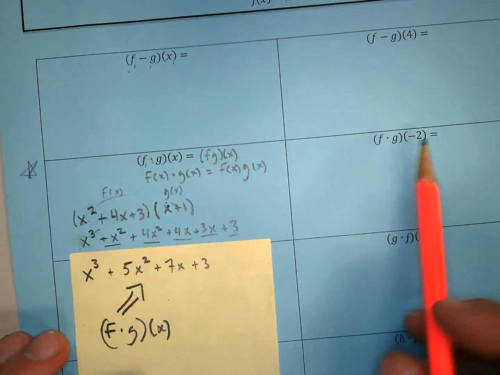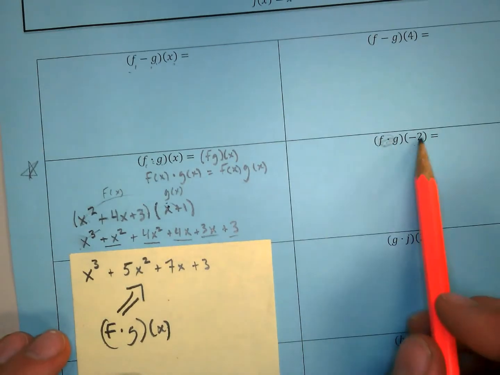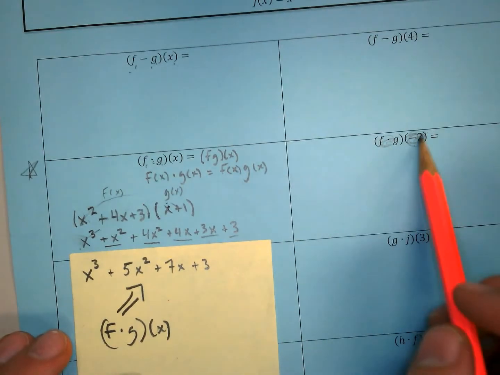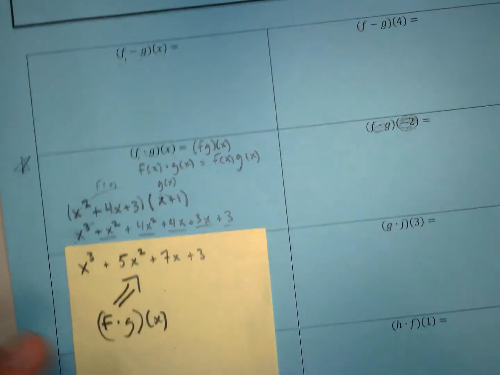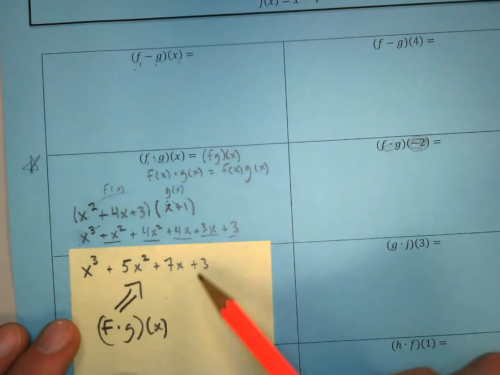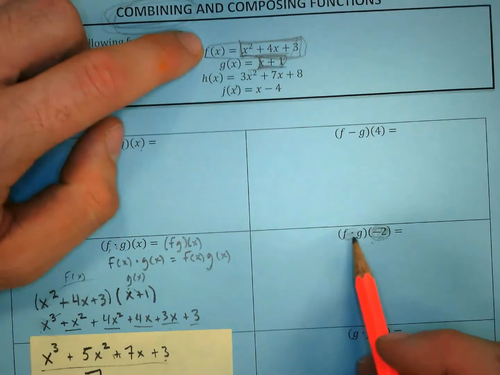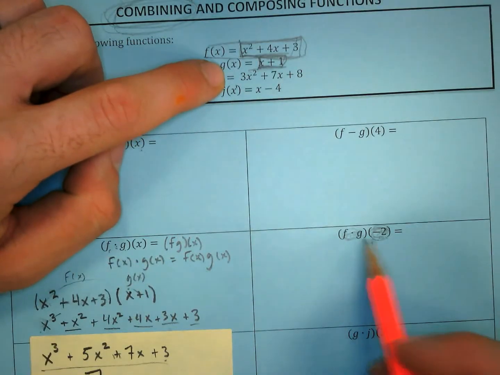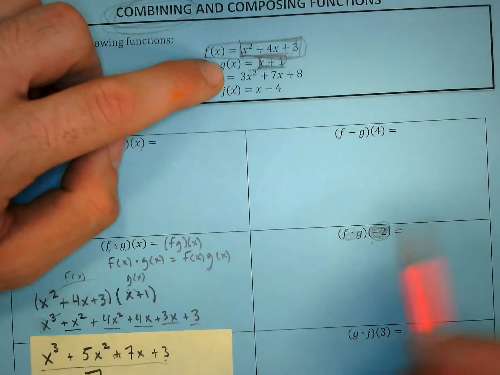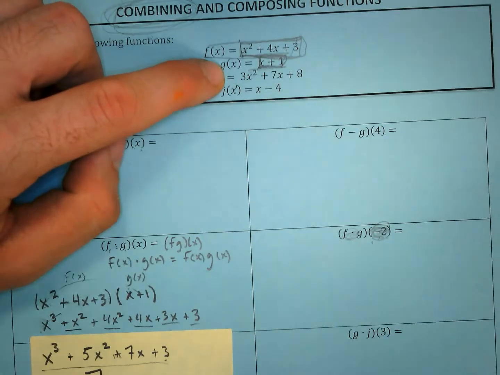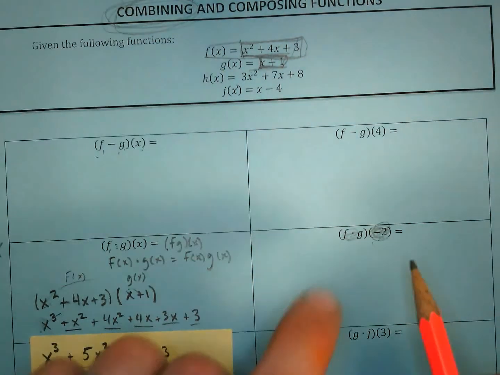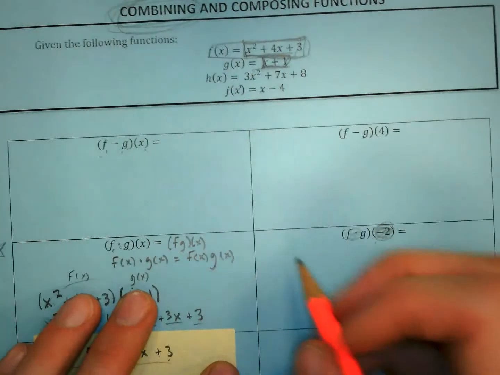Part 2 over here says, what is (f times g)(x), specifically when x is negative 2? So instead of x, we're going to put a negative 2. Now, you could do this two different ways. You could use what we just found, when we found what (f times g)(x) actually is. You could plug it in there. Or you could take f(x) and g(x), plug in a negative 2 into both of those, and then multiply your answers. I'm going to do it both ways. Let's do them separate first.